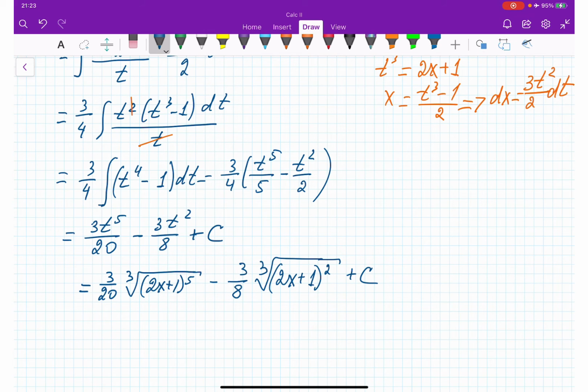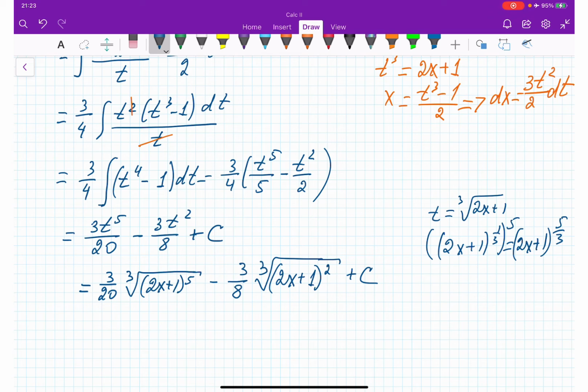How do I get that 5 and 2? So since our t was equal cubic radical 2x plus 1, right? So we had t to power 5 would be 2x plus 1 to power 1/3 and raised to power 5. And we would get 2x plus 1 to power 5/3, right? Same way we get the t squared. So we get 2/3. All right? Okie dokie.